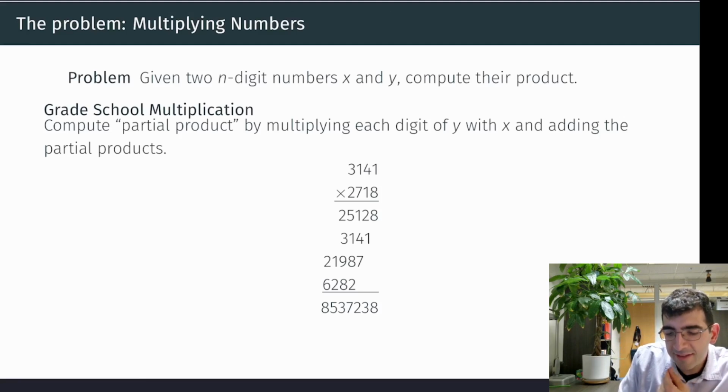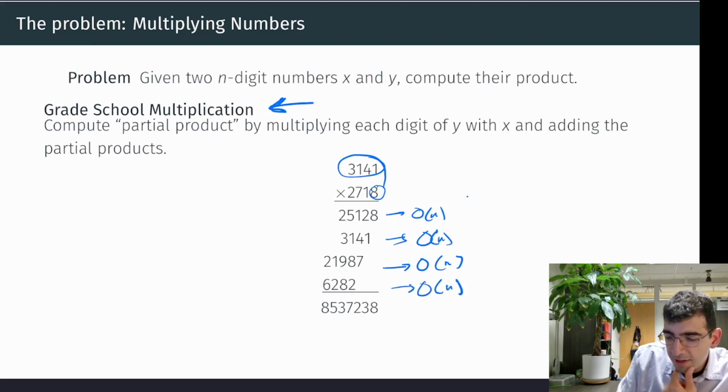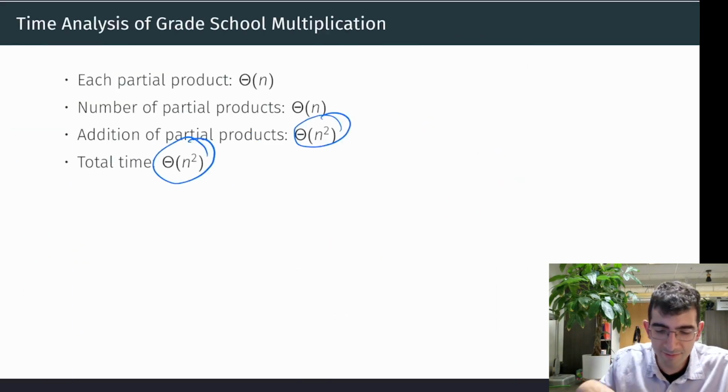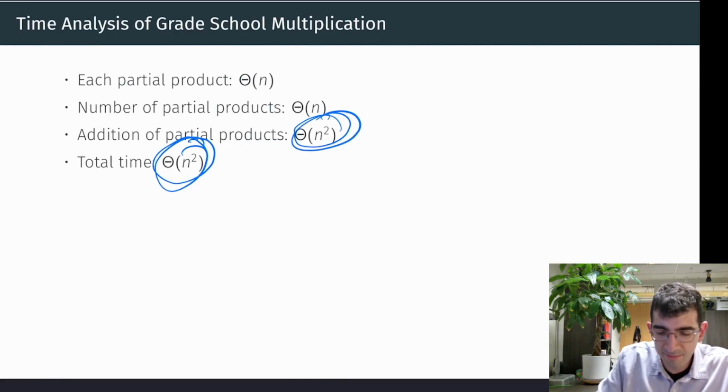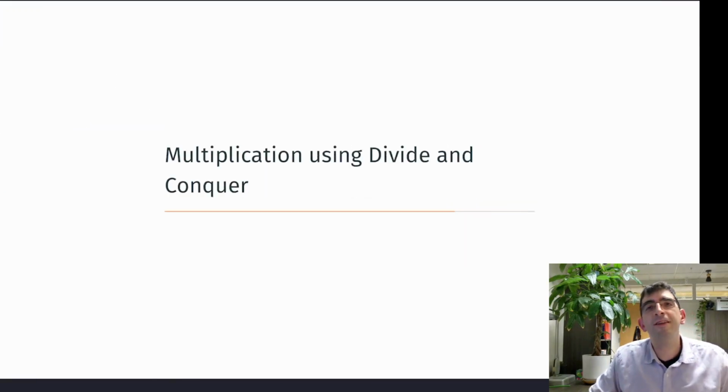So the question is, how fast is grade school multiplication? Well, we could analyze it. Let's see, every step takes O of n time because we're multiplying a single number times n digits. This also takes O of n time. This also takes O of n time. And then this also takes O of n time. And you do an O of n calculation n times. So how fast is grade school multiplication of two n-digit numbers? It's n squared.